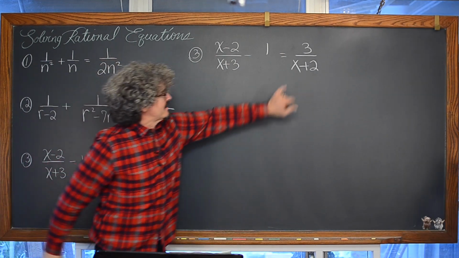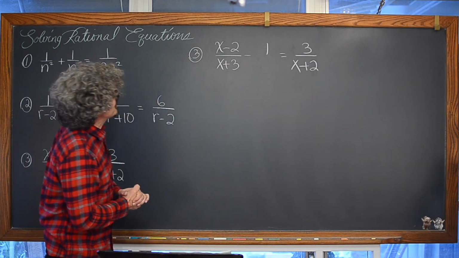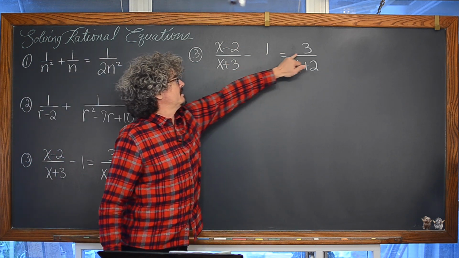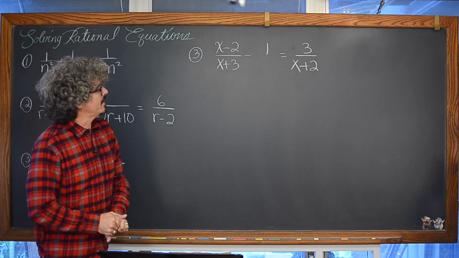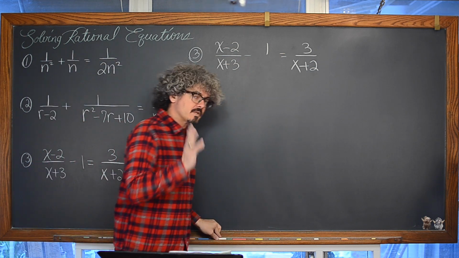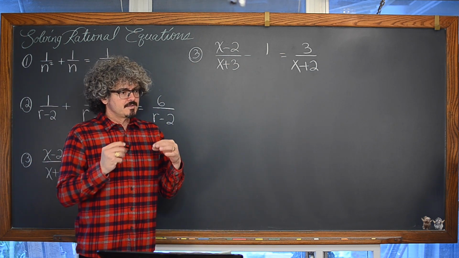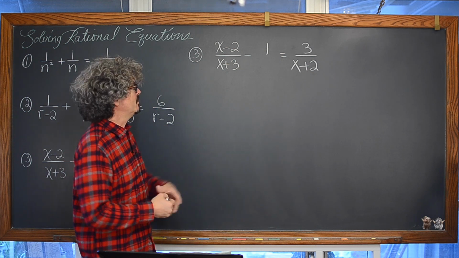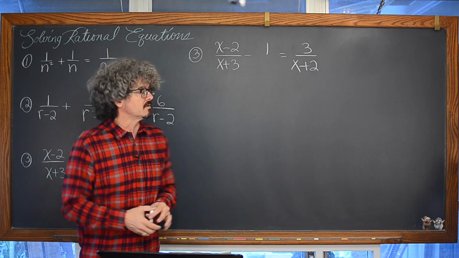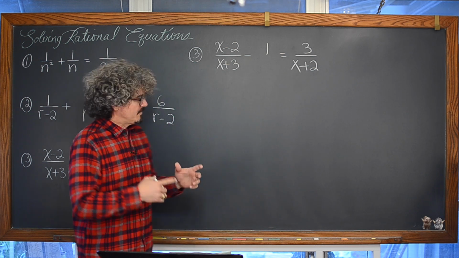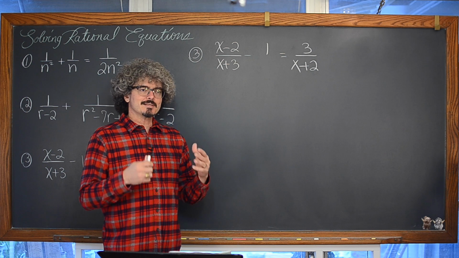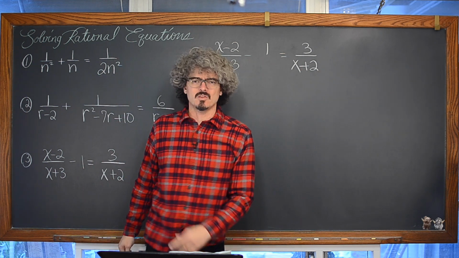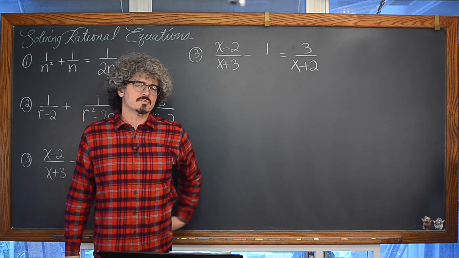Example number 3, and yes, that a magically turned into an x. So we have (x minus 2) over (x plus 3), minus 1, is equal to 3 over (x plus 2). Now, we're going to tackle this differently, and the reason is I want to give you a few skills that you're going to need when you move from solving rational equations to rational inequalities. See, when you solve rational inequalities, it is not effective to just multiply away all of those fractions.